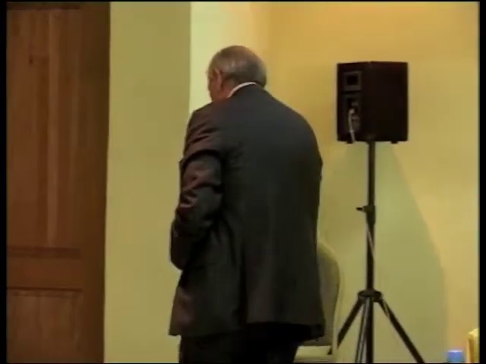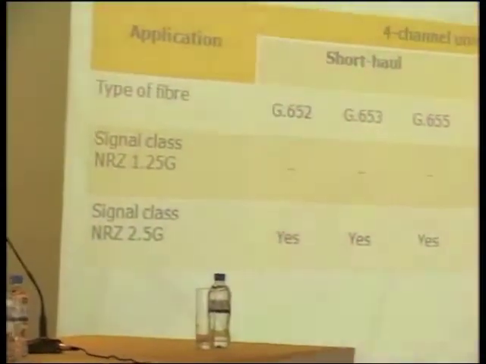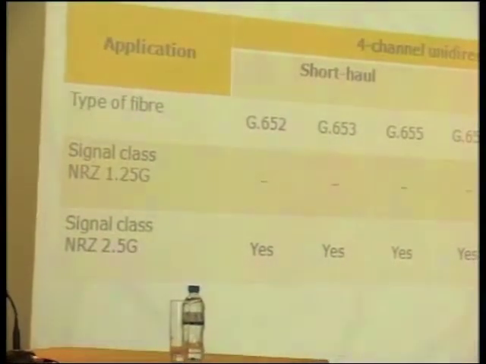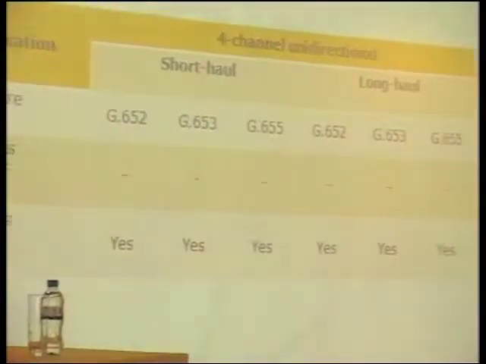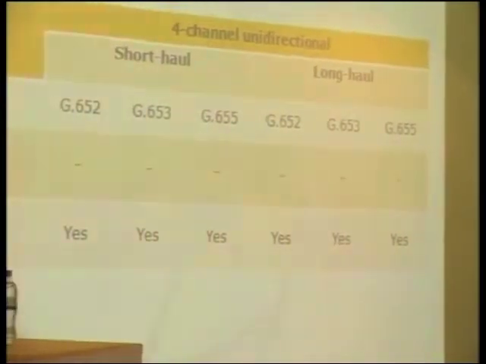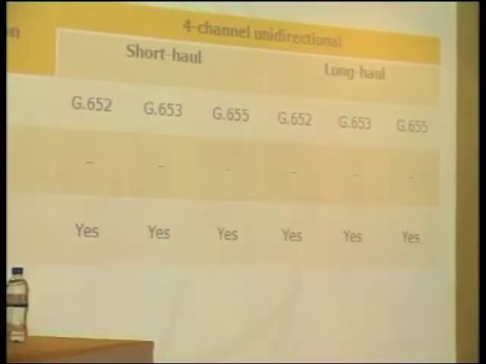This is the well-known table nowadays regarding the application codes. CWDM optical system for metro access network, 4-channel unidirectional. Can be short haul or long haul, where short means the length that we saw before. The fiber can be any one of the three main fibers. And for 4-channel unidirectional application, we have application codes for 2.5 gigabit per second for any possibility.